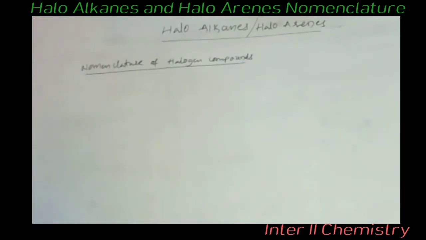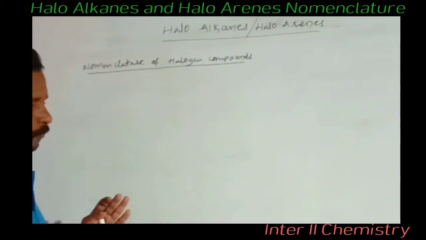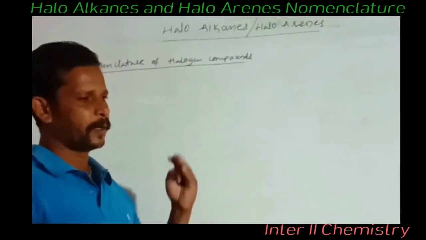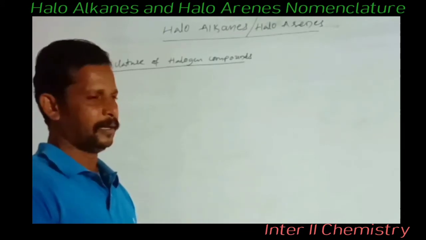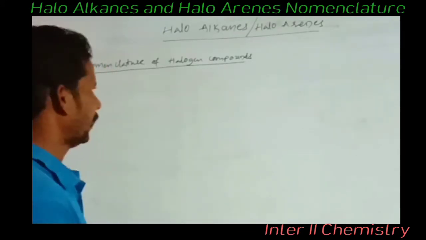Nomenclature of halogen compounds. So what does it mean here? The naming of halogen compounds. Halogen compounds are named in two ways. One is the common method and the other is the IUPAC method. In the common method, these are named as alkyl halides. First we give the name of the organic group, and after that we write the halogen name as a halide, so we write alkyl halides.